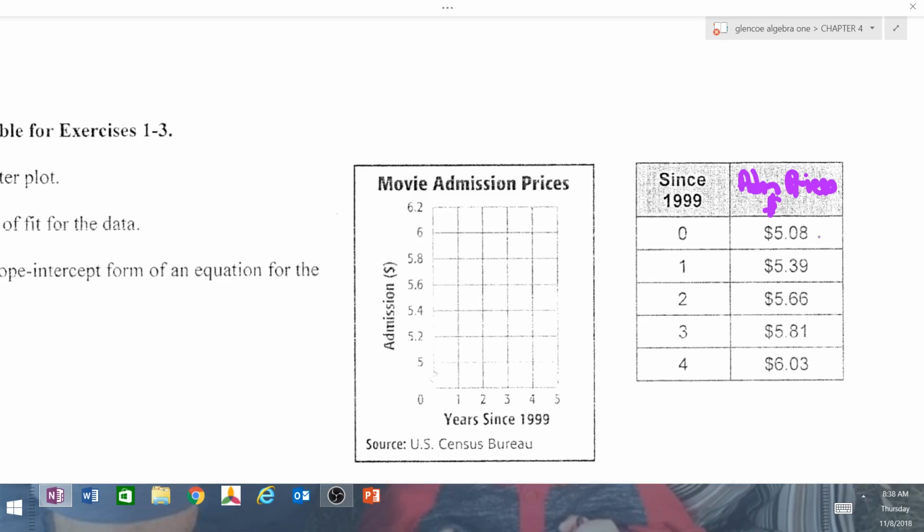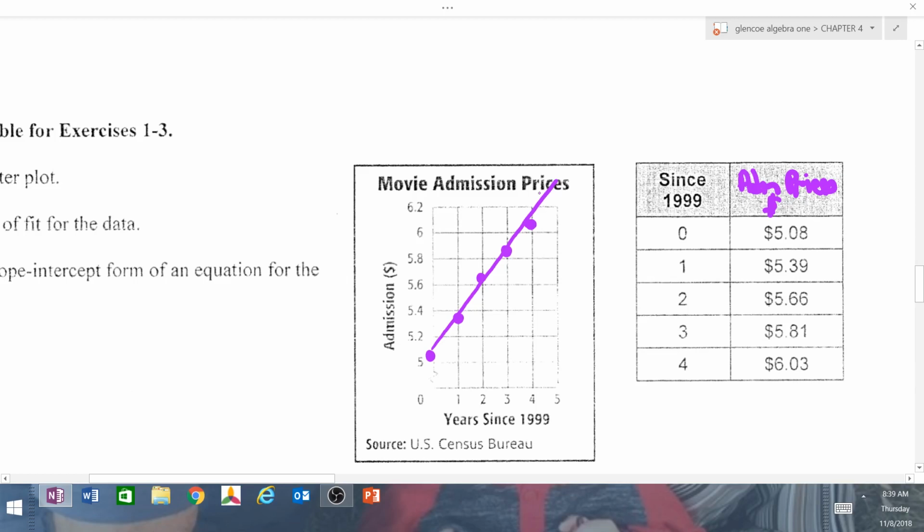So you would actually go ahead and plot that. You may plot that right about here. And then it went to $5.39, which might be here, and then $5.66, which is probably here, and then $5.81, and then $6.03. If you had to look at that data, what type of correlation would you say existed? Positive correlation. If you had to draw a line of fit, it might look like that.